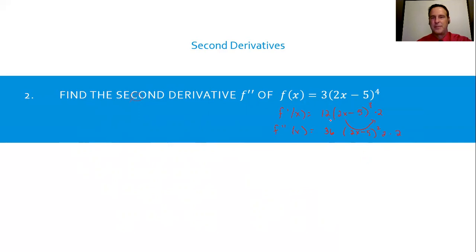Okay, so I just kept this the way it was. Just moved that 3 out to the front. There was already a 2 there, but then I got another 2. And so this would be 144, 2x minus 5 squared.